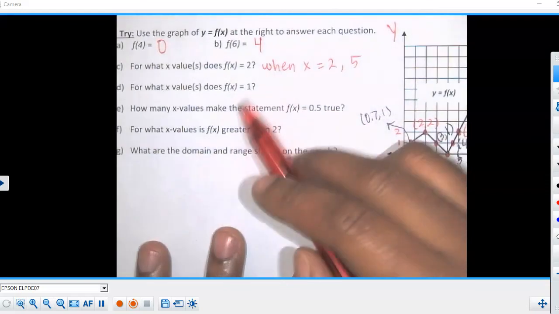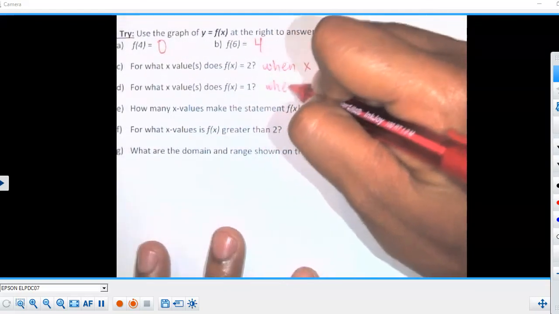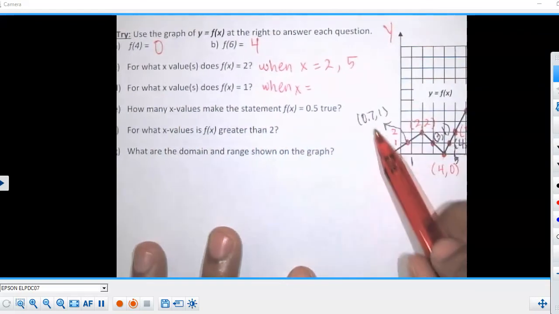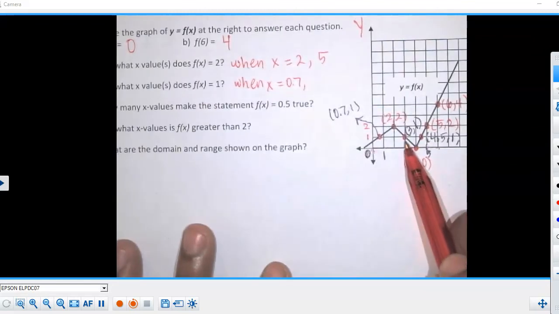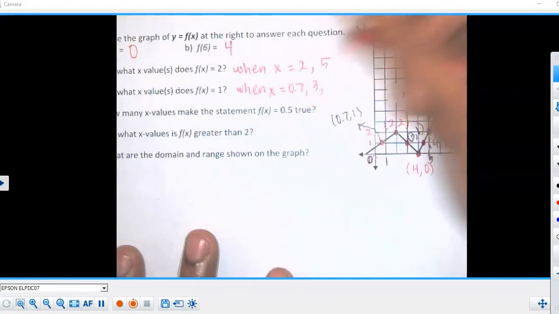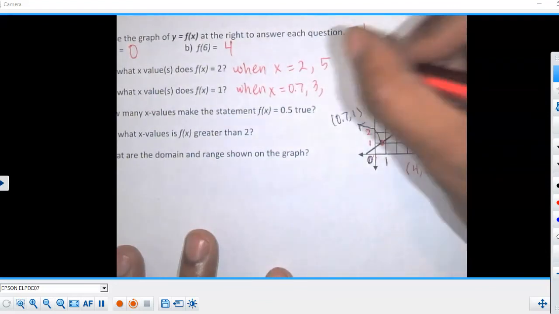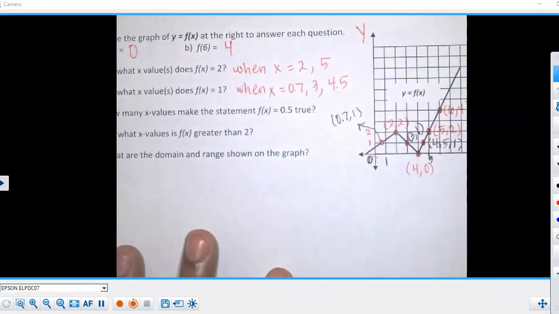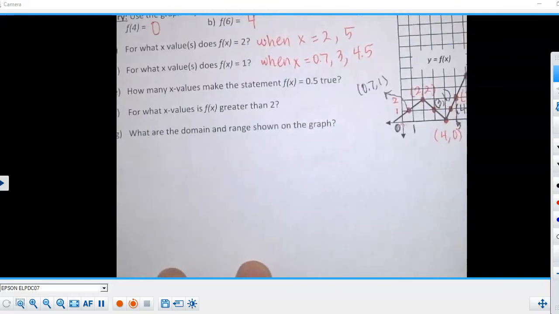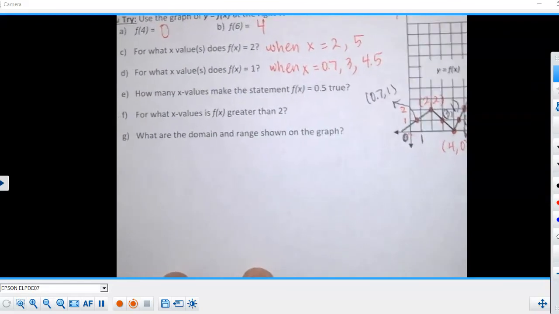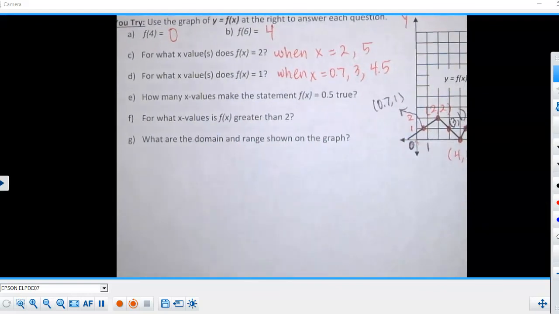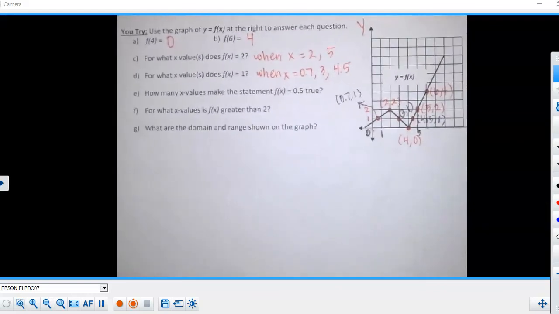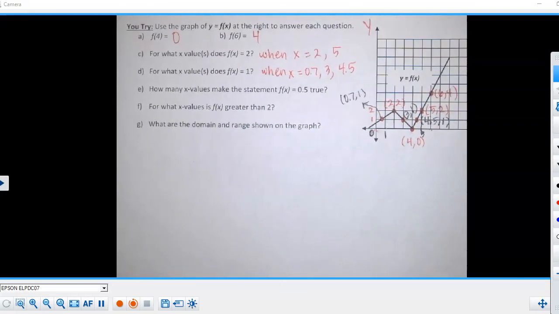So what are my answers for this one? Well, y is equal to 1 when x equals 0.7, x can be equal to 3, and x can be equal to 4.5. So there are 3 answers. So if I were you, I'd pause the video right here, take a screenshot of those questions. Let me also zoom out. Maybe you can also get the graph, and you could try those other ones that are left.